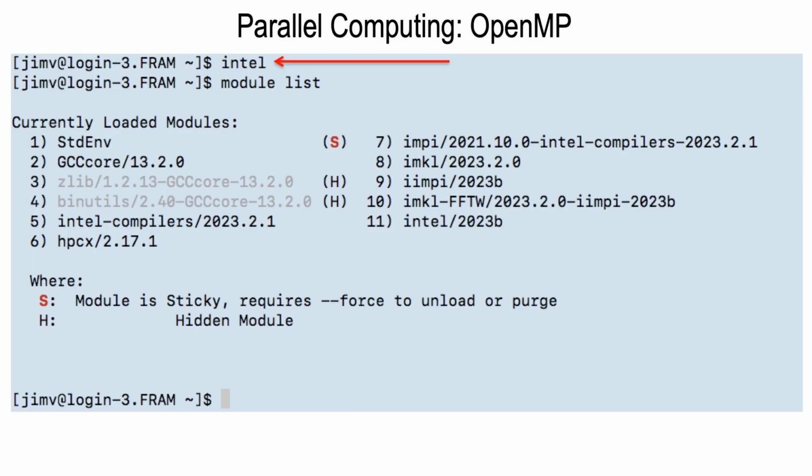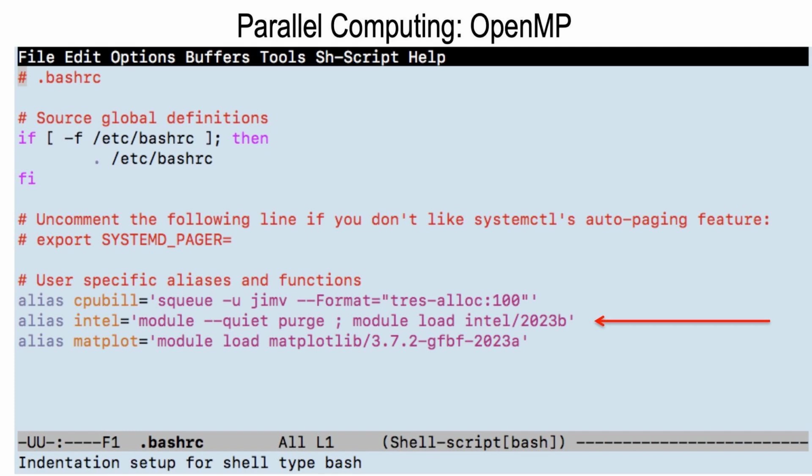We load the latest Intel Fortran compiler using our alias Intel. To see the modules loaded with this alias, simply use the command module list. Just a heads up, the Intel alias is set in my .bashrc file. It loads the Intel 2023b module and other modules, as seen with the module list command.